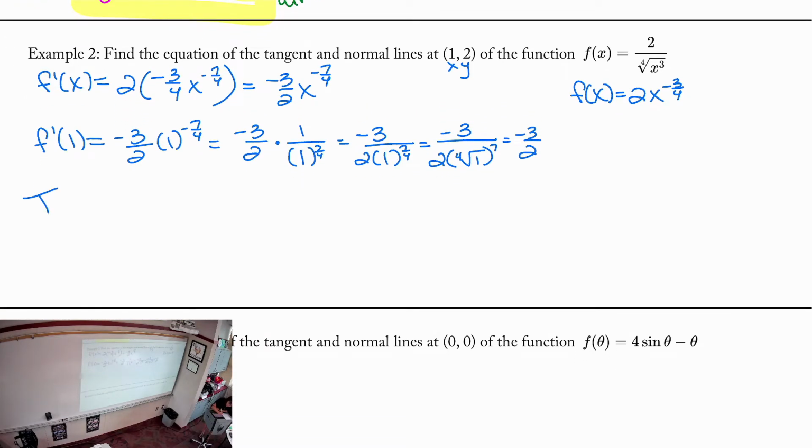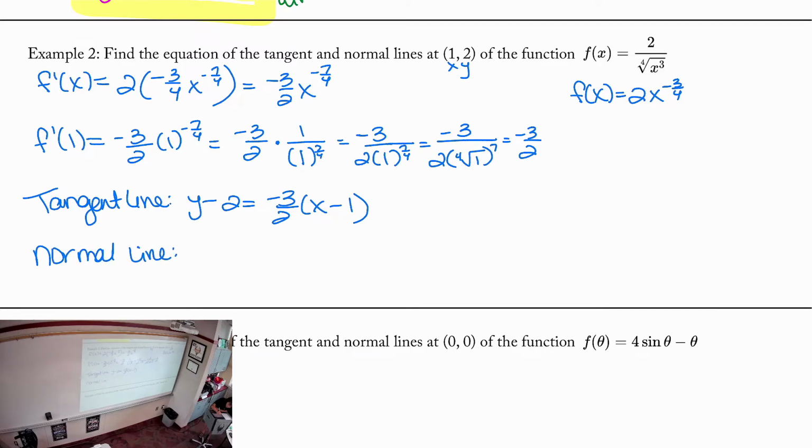And so my tangent line is y minus 2 is equal to negative 3/2 times x minus 1. My normal line, the only difference is I change my slope, so y minus 2 is equal to a positive 2/3 times x minus 1. And if it were negative 1 for x, it would be x plus 1. Other questions that you guys have?